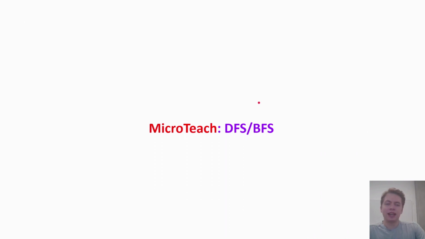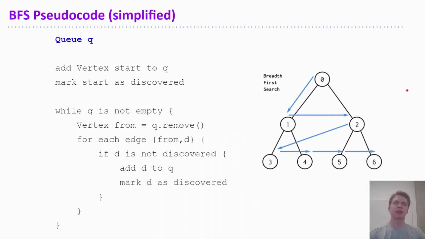All right, let's dive into some depth first search as well as some breadth first search. So this is the pseudocode for a breadth first search, where we're going to explore a graph level by level. We're going to first explore nodes that are really close to our starting vertex, and then slowly branch out from there, exploring nodes that are farther away.